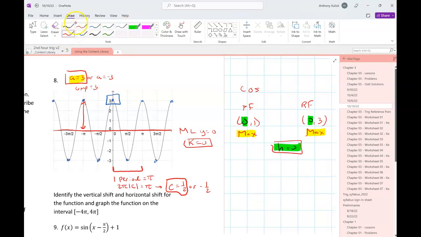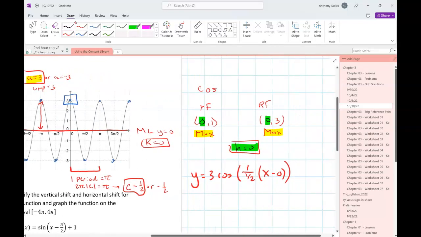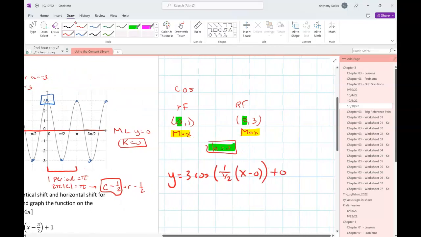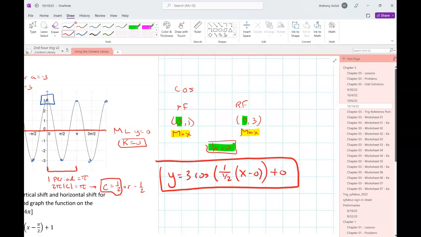And now I just need to plug everything in. So I have y equals 3 times cosine of 1/2 x minus 0 plus 0. And you could simplify that down if you wanted to. 3 cosine 2x would be fine, but you don't need to. Leaving it like this is okay.